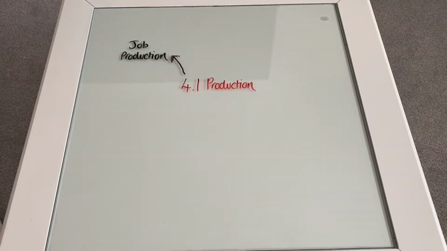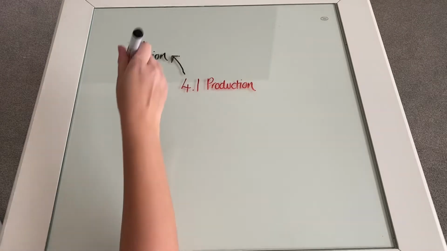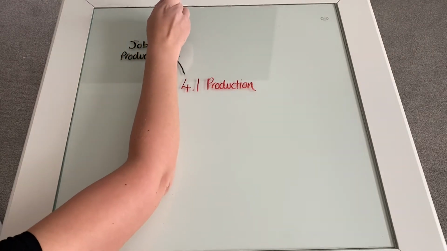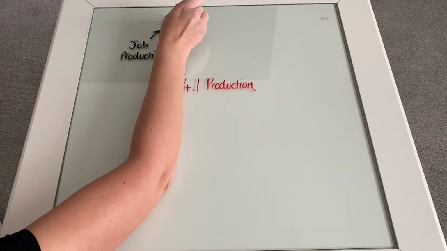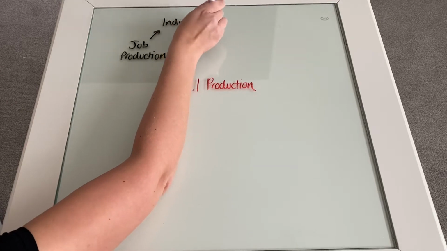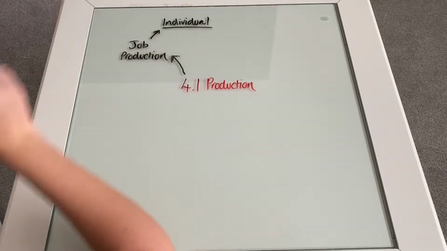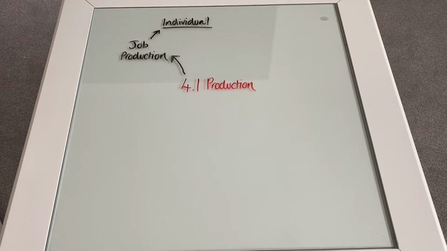This is basically where production happens job by job. Each individual product is produced individually. For example, making a piece of furniture to order, customising that piece of furniture for a person. So when you go into a shop, choosing a sofa, choosing the type of fabric you want, choosing the cushions you want on it, that sort of thing.